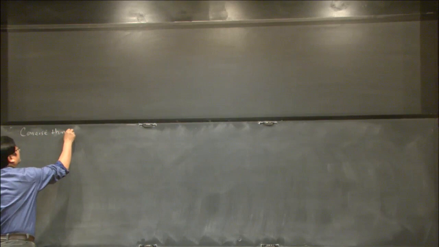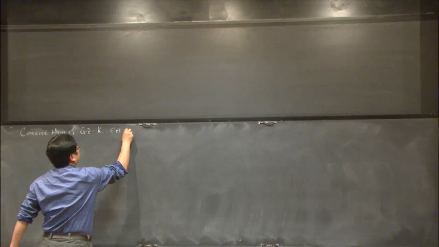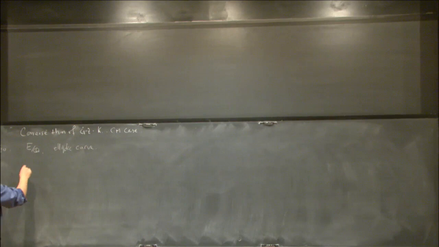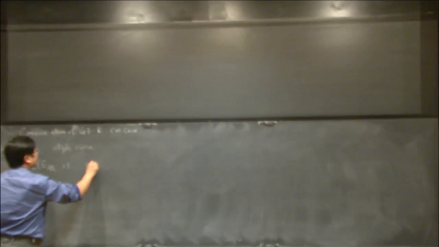Today, I'm going to talk about the converse theorem of Gross-Zagier and Kolyvagin in the rank one case. First, the introduction. Suppose we are given an elliptic curve E over Q. Then we can associate the L-function L(E,s) over Q. It's a complex L-series. This is the one to be analytic.